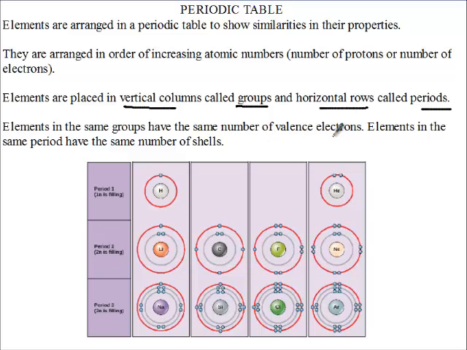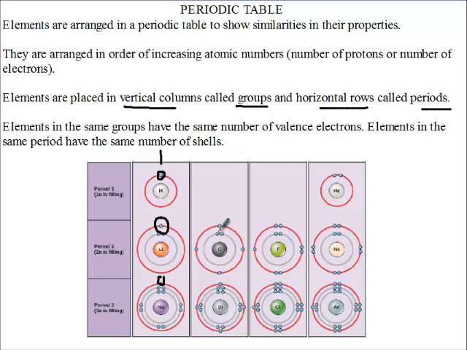When we say valence electrons, we are talking about the electrons in the outermost shell. So valence electrons are electrons in the outermost shell. When we take this first group, we see that there's one electron in the outermost shell here. The second one has one electron in its outermost shell. The third one also has one electron in its outermost shell.